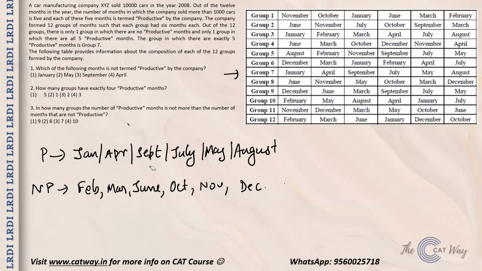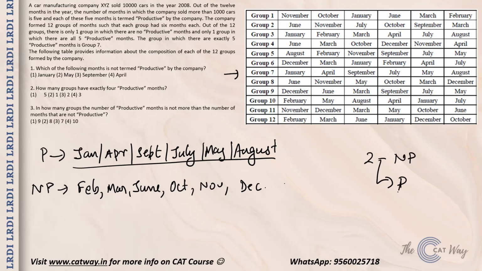We know that there is exactly one group in which there are no productive months. Now let's say September is the non-productive month. If you talk about any group in which there are 2 months out of these available, let's assume there are 2 months out of these available in a group. Now one of them is non-productive, but the next one will definitely be productive.